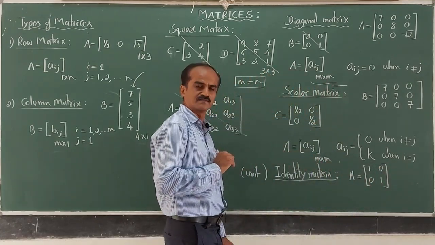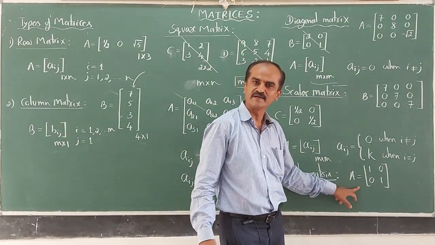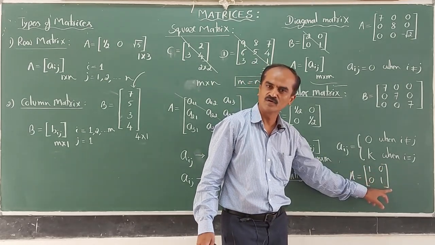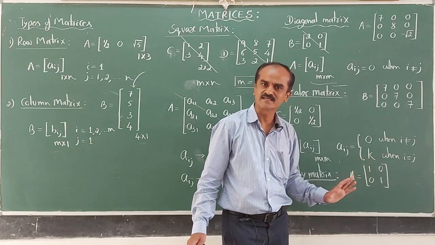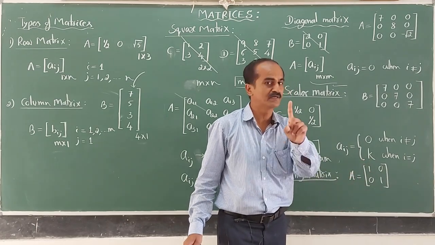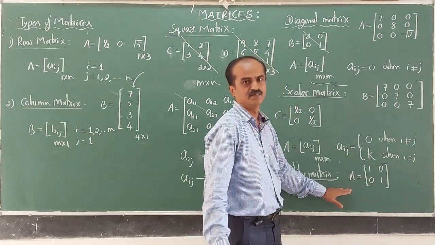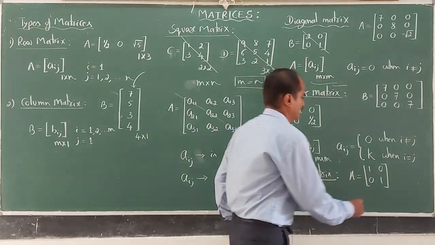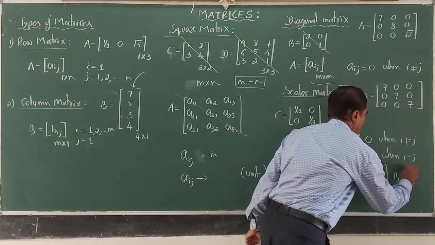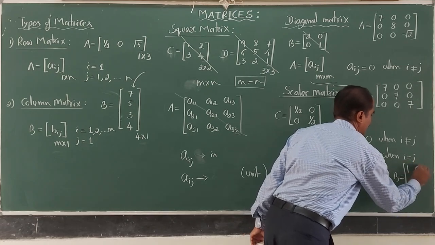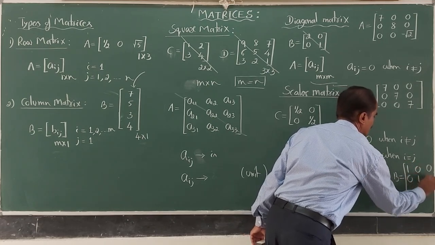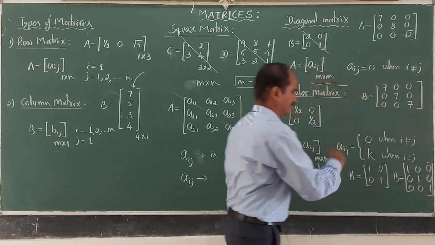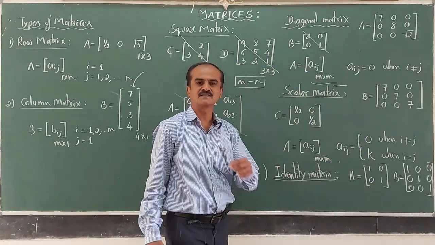So this is a scalar matrix because the non-diagonal elements are 0, diagonal elements are all same. So it is a scalar matrix. In particular, that real number is 1. So therefore it is a unit matrix or identity matrix of order 2. Now let me write identity matrix of order 3. It is 1 0 0, 0 1 0, 0 0 1. That is identity matrix of order 3.